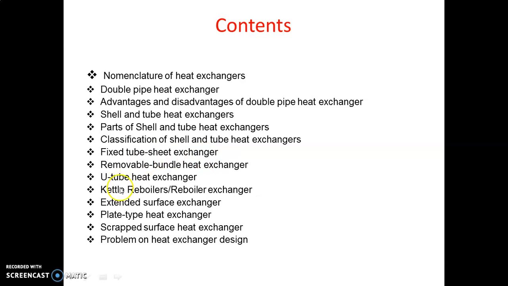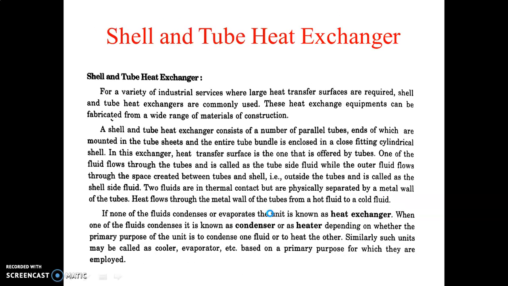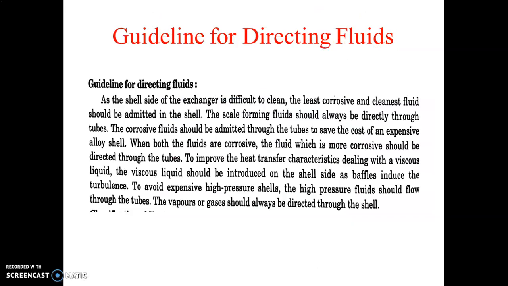In the previous lecture I had discussed the removable bundle heat exchanger, that is known as the internal floating head heat exchanger. Now in today's lecture we will discuss the U-tube heat exchanger, the kettle reboiler or reboiler exchanger, and if time permits we will discuss the extended surface heat exchanger. So let us start the lecture.